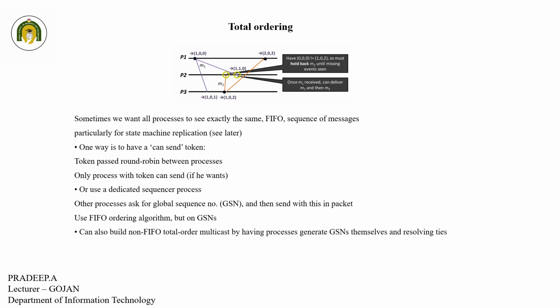So some of the points are that sometimes we want all processes to see the exact same first in first out sequence of messages, particularly for state machine replicas. One way is to have a sender token, or to dedicate a sequence process. We can also build on non first in first out total order multicasting by having the processes generate the sequence numbers themselves and resolving the ties.